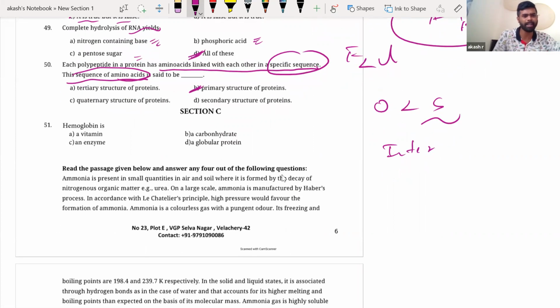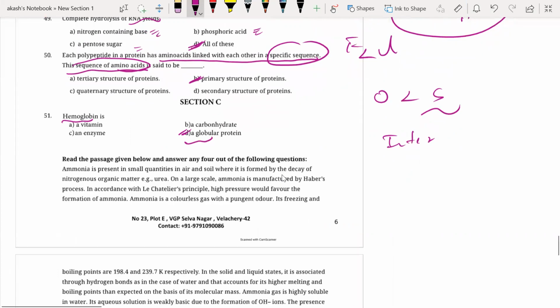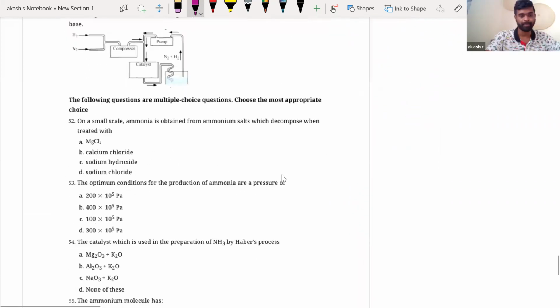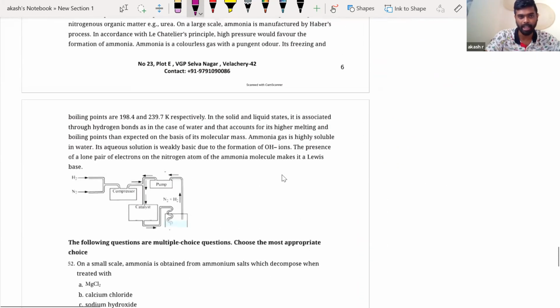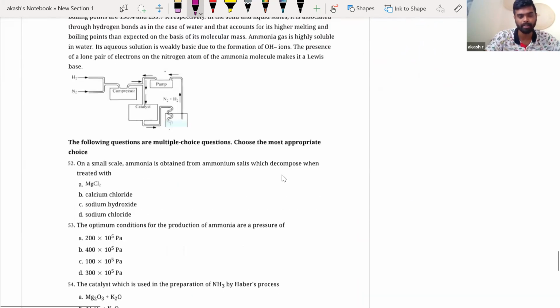Okay, hemoglobin. Hemoglobin is present in your blood, a globular protein. Don't worry about it. It's a protein. That's all you have to understand. Okay, next. Now I think this is Haber's process. I think you'll be able to answer very easily, right? You just look into the Haber's process, and you'll be able to, yeah, go on.